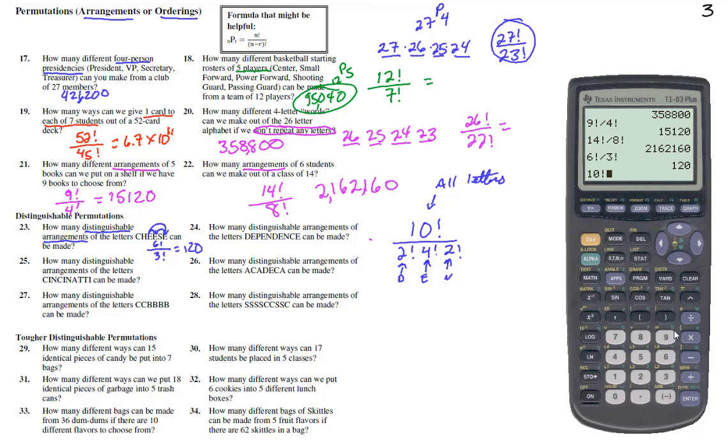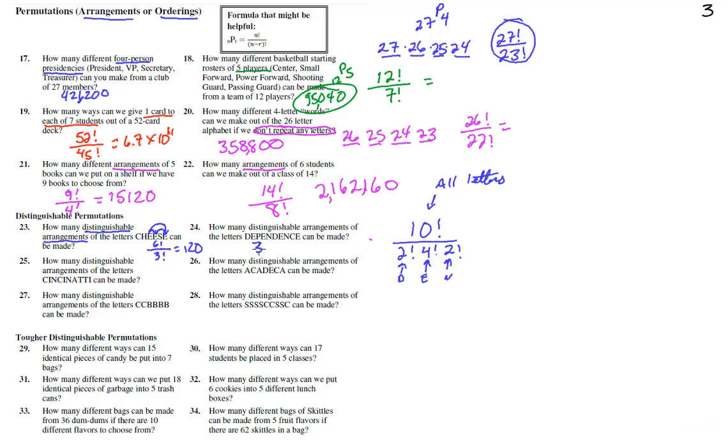All right, let's put this together. 10 factorial divided by, and then we have to put these all together, 2 factorial times 4 factorial, and times 2 factorial, that's just 2 times 1. So 2 factorial is just 2. So enter, and we're left with 37,800. Excellent.